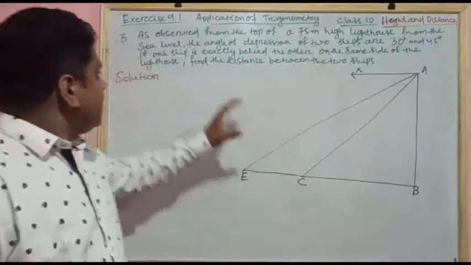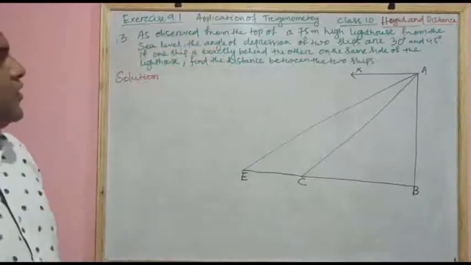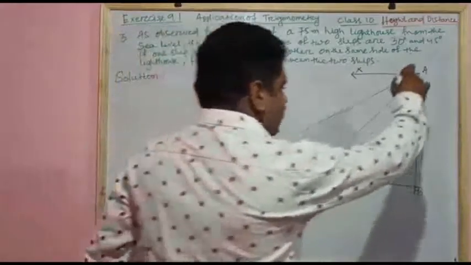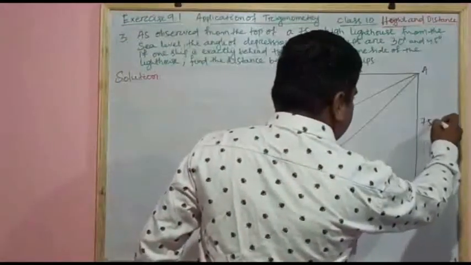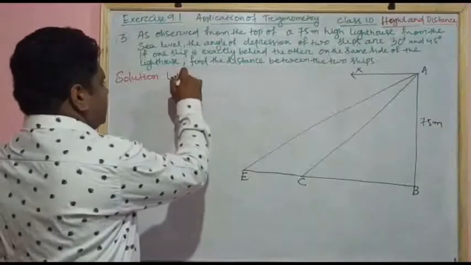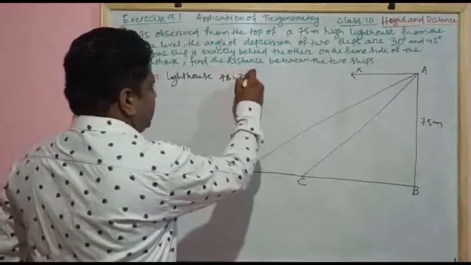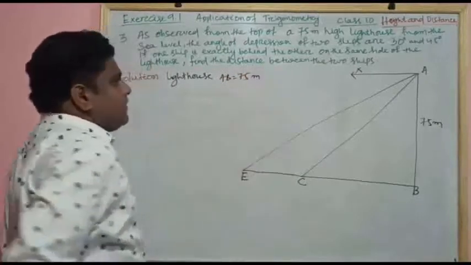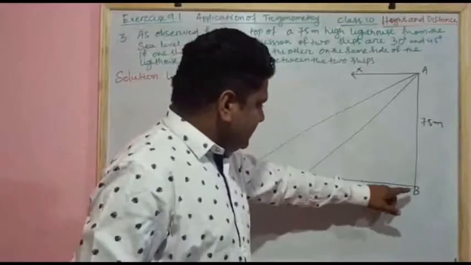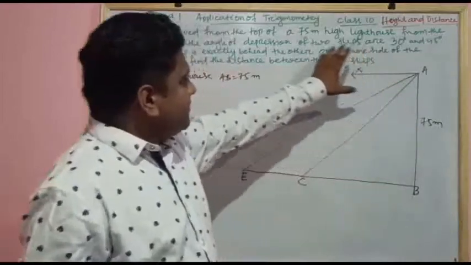Next is exercise 9.1 number 13. It is observed from the top of a 75 meter high lighthouse. Here AB is a 75 meter high lighthouse. AB is equal to 75 meter. Now from the sea level, the height of the lighthouse is 75 meter.